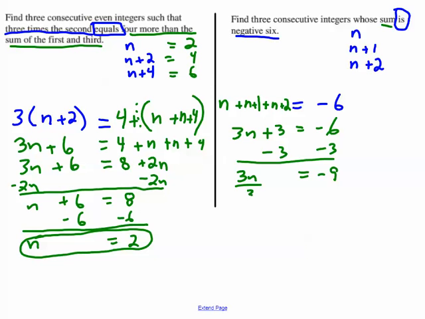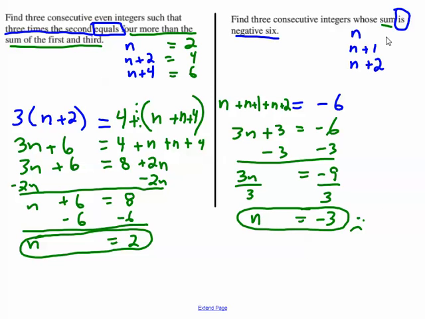I don't want to know what 3n is. I want to know what n is. Divide by 3, divide by the coefficient. 3 divided by 3 is 1. I've got n equals -9 divided by 3, -3. n equals -3. If you stopped here, frowny face.